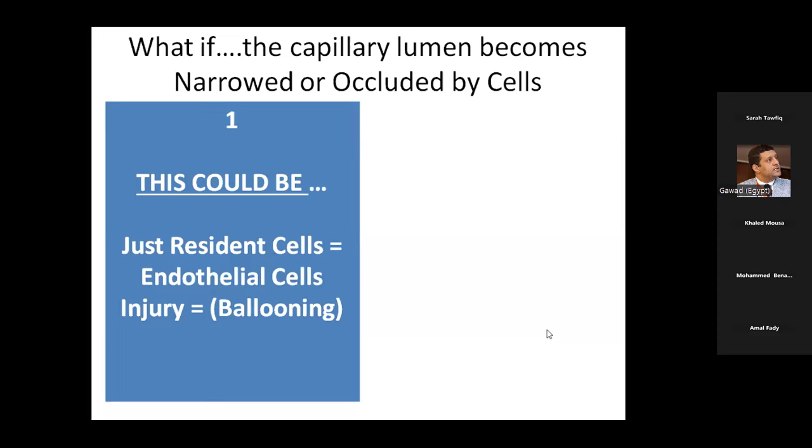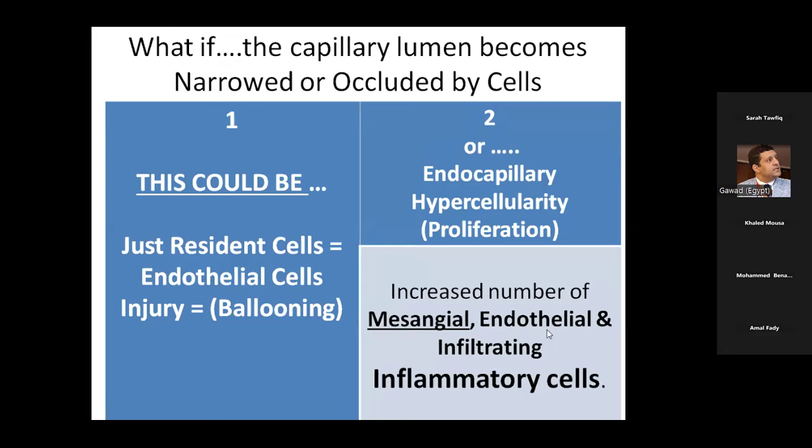Can I ask a question regarding situation 2? Can you put it again on the slide? In situation 2, you mean the cells from outside the capillary lumen will invade the capillary lumen, right? I mean inflammatory cells. Yes, they should not be present here in large numbers. You said that there is an increased number of mesangial, endothelial, and infiltrating inflammatory cells. Yes, I am trying to simplify this.